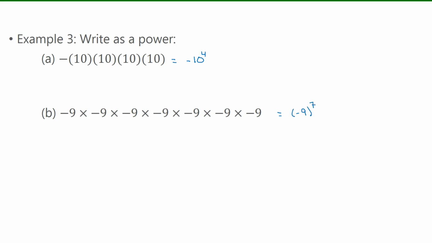Now this is not the same as negative 9 to the power of 7. If we had negative 9 to the power of 7, that would look like what we had there in A. So they're not equal.